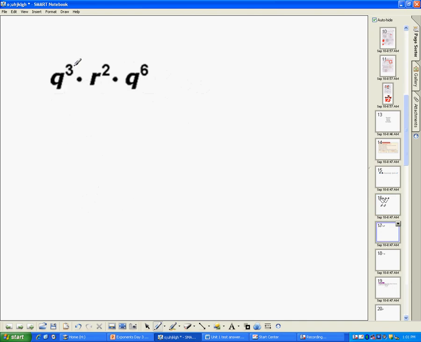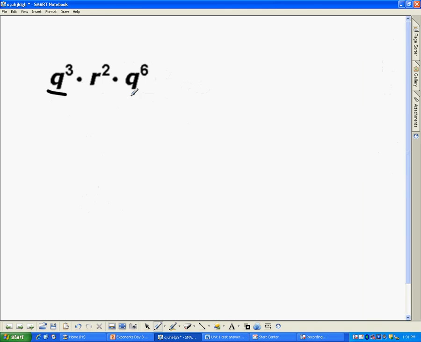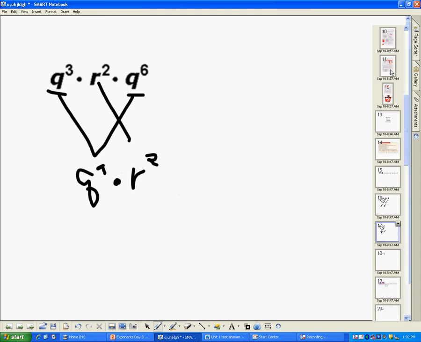This one, q cubed times r squared times q to the power of 6. The q's that have the same base, I can go ahead and simplify those. Q to the power of 3 times q to the power of 6. I add my exponents together, so that becomes q to the power of 9 times, and then I'm just left with this r squared, so that's just going to be q to the power of 9 times r squared. And again, I apologize, the handwriting looks awful when I'm recording on this. I know it's kind of hard to read.